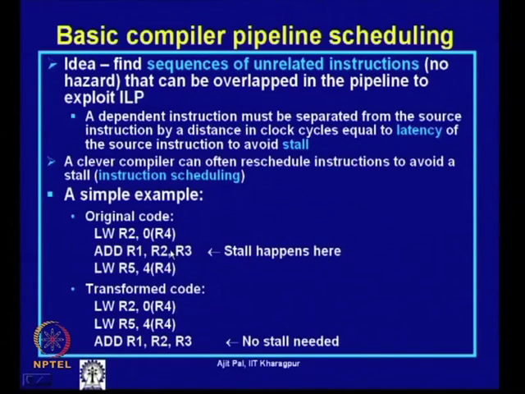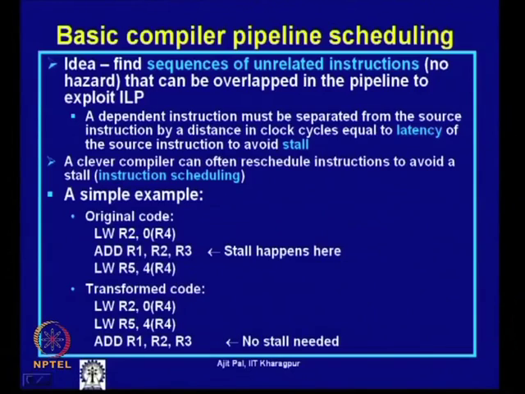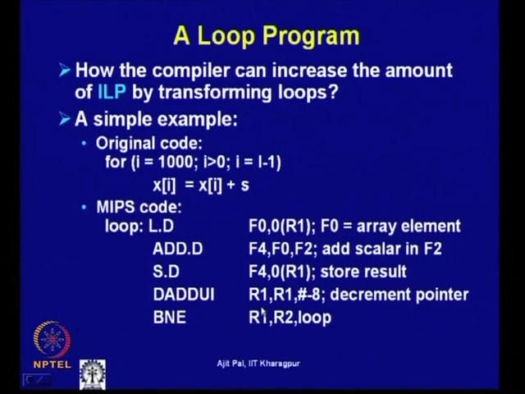Now, this type of situation of identifying independent instructions is very difficult in a small straight line code. Usually, the number of instructions present in a straight line code is very few, and since the number is very few, finding independent instructions among them is difficult. So, how can we improve the instruction level parallelism? One very important technique which has been exploited is known as loop unrolling, and that is actually related to loops.